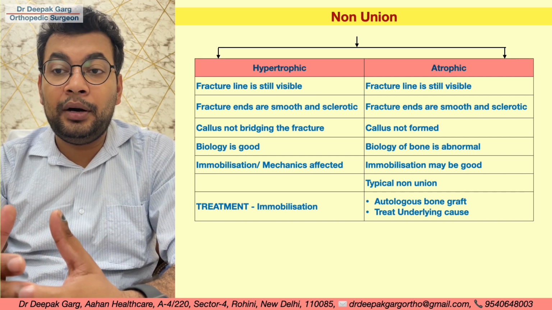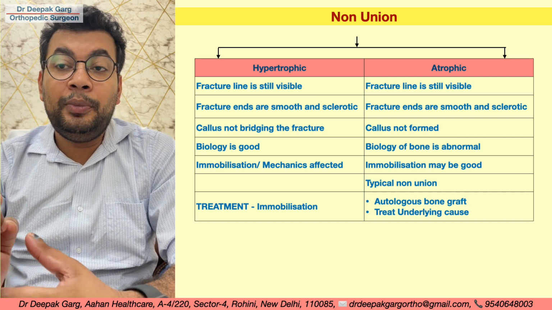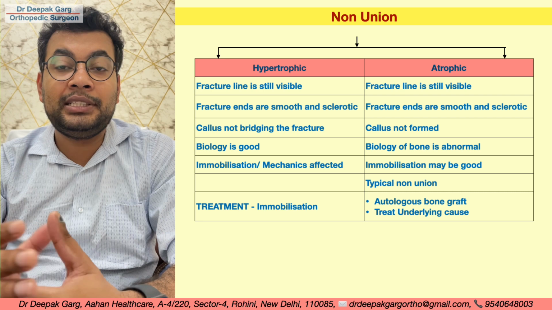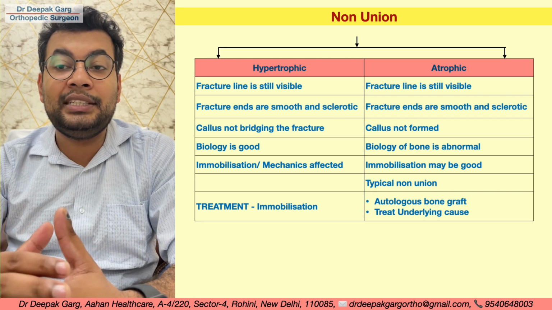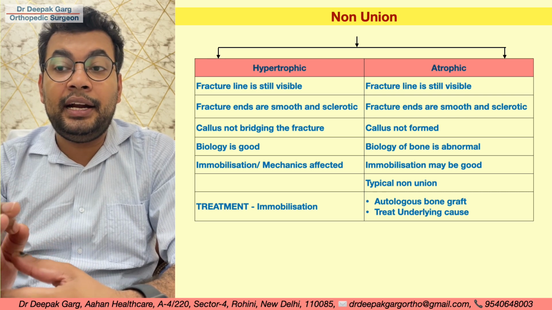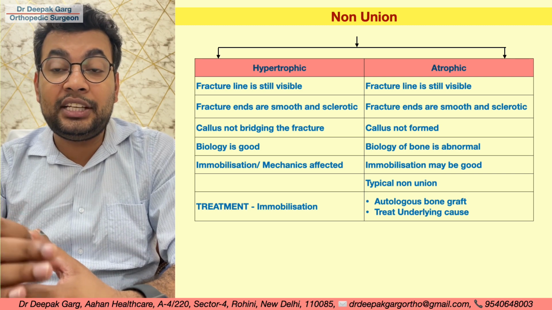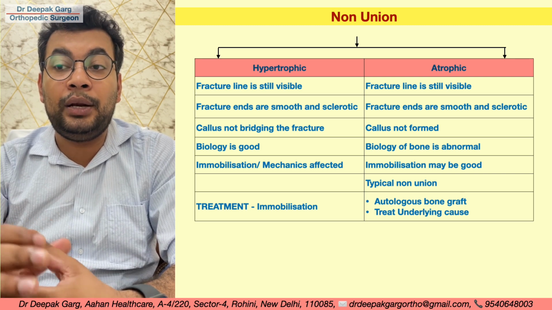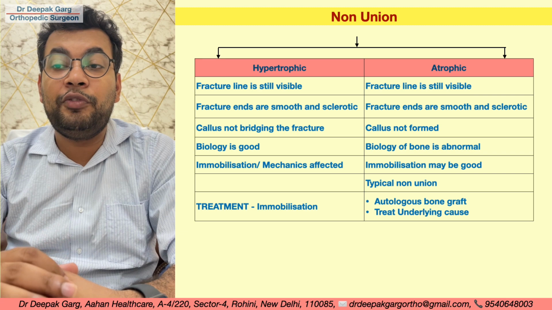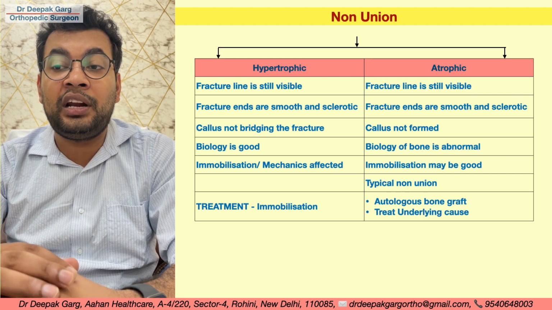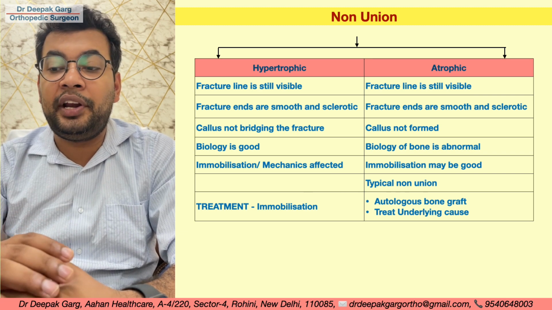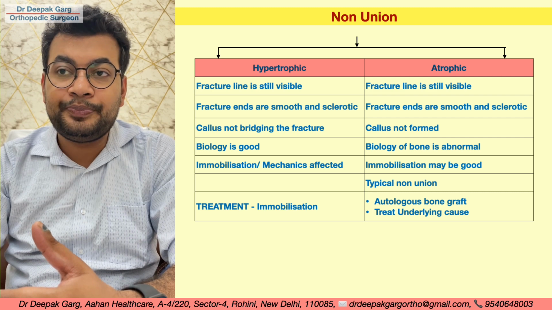So if we talk about the treatment, immobilization is the treatment for hypertrophic because the biology is good. If we just immobilize, the fracture will unite. Whereas in atrophic, we have to do something extra other than immobilization because the biology is not good. So we usually may go for autologous bone grafts, or sometimes we need to treat the underlying cause also.